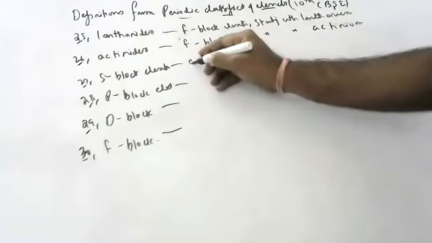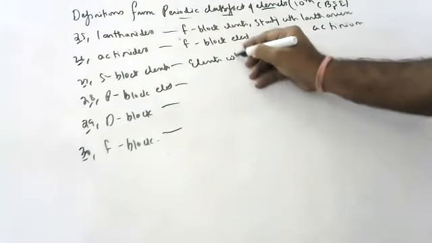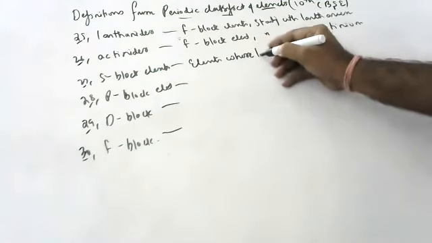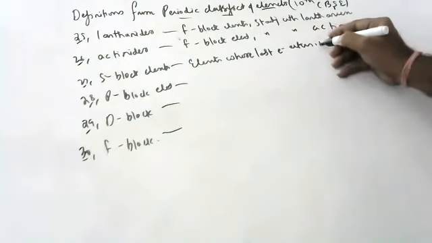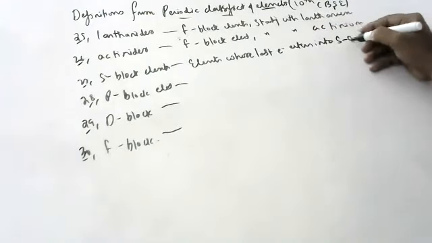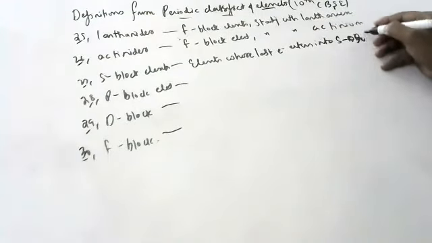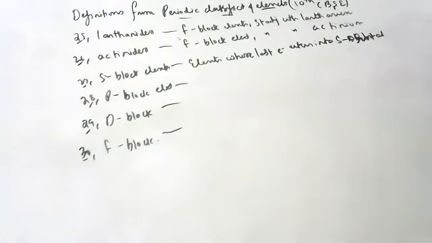S block elements are elements in which the last electron enters into the S orbital. First and second groups will come in this block, children.